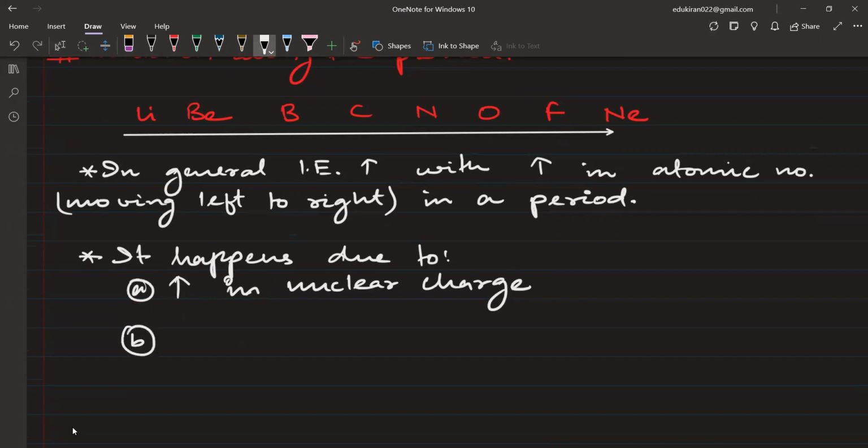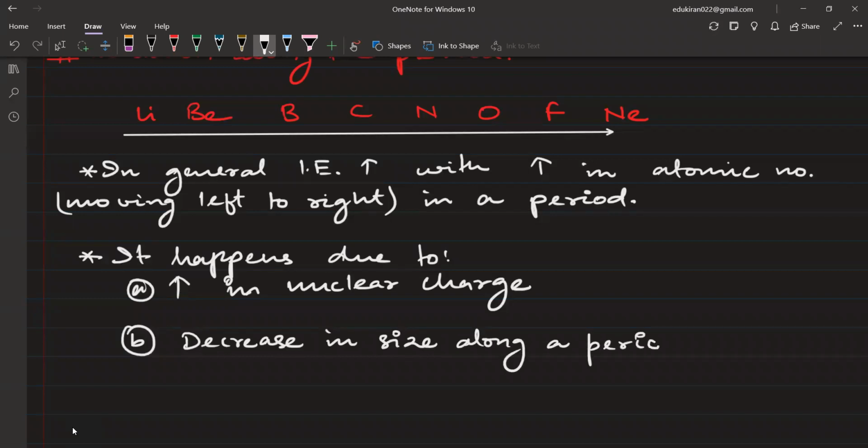And also the (B) part, decrease in size along a period. Okay, so these are the two reasons.